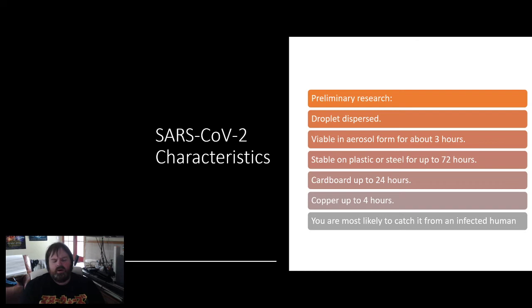Now, what have they found out about SARS so far? Well, the primary thinking is it's droplet dispersed, which means that if someone coughs in the air, it's the droplets of moisture that are going to infect you. It's not going to drift around like some kind of terrible death fog infecting people.